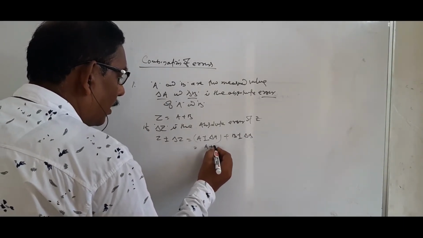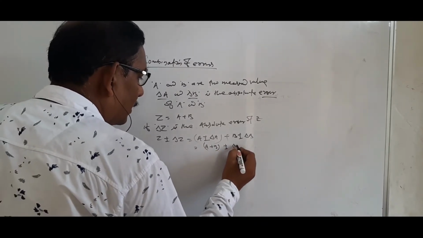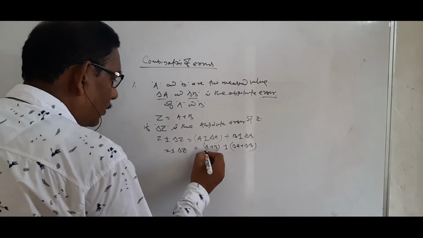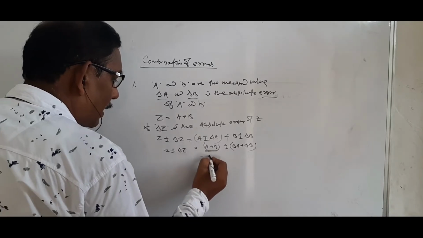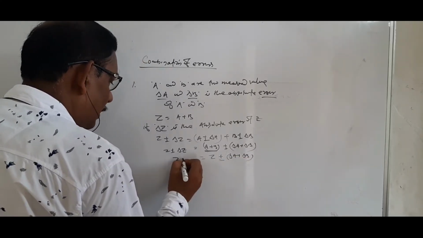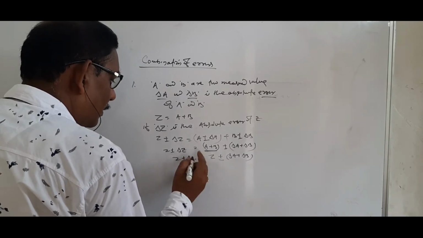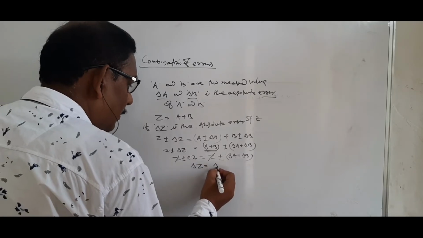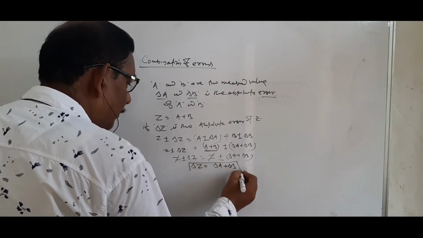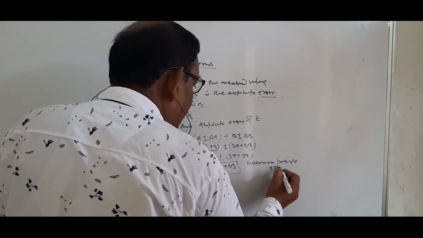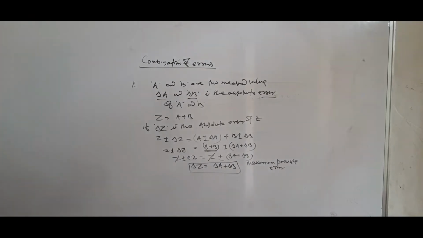So A plus B plus minus delta A plus delta B is Z plus minus delta Z. You know that Z is equal to A plus B. So write down here Z plus minus delta A plus delta B, which is Z plus minus delta Z. Cancelling these two values, the maximum possible error is delta A plus delta B. In this way, you find the sum of two measured values.